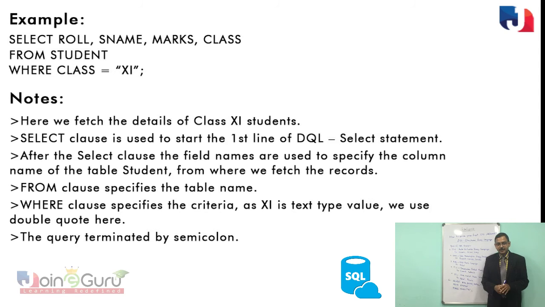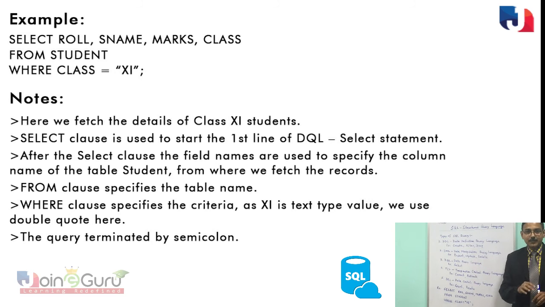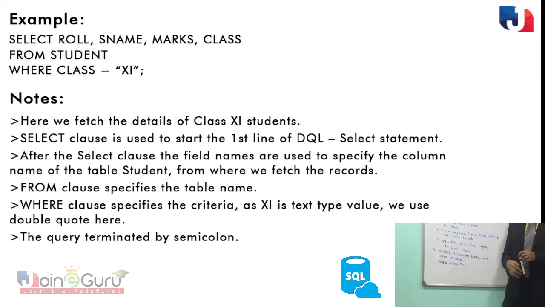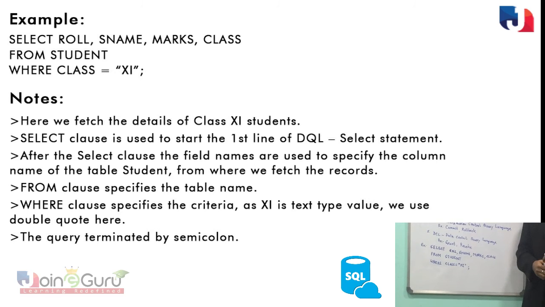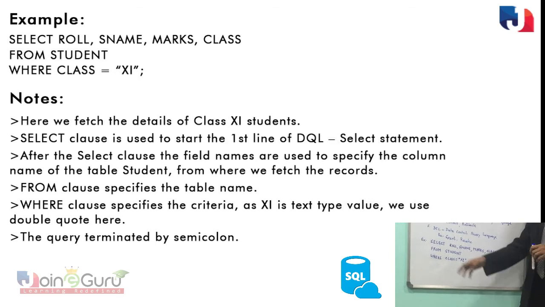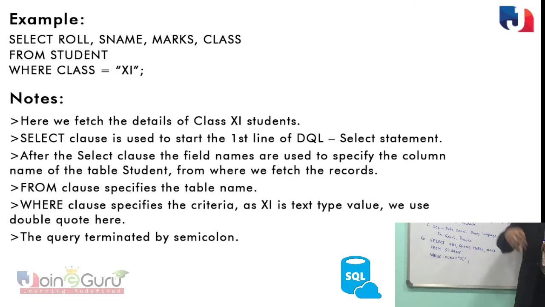Now we can explain one example of a DQL select query. We have already discussed that the select query is mainly used to retrieve records from a database table. Now if we write one select query, there are different statements. The first is called the select statement. It contains the field or column names from your table. So I use roll, S name, that is the name of the student, marks and class. These are the different columns or fields of your database table.